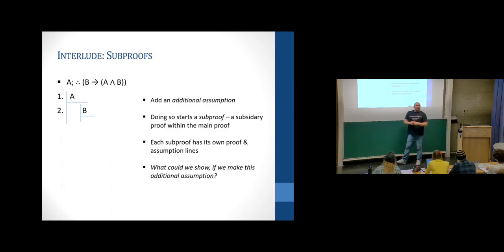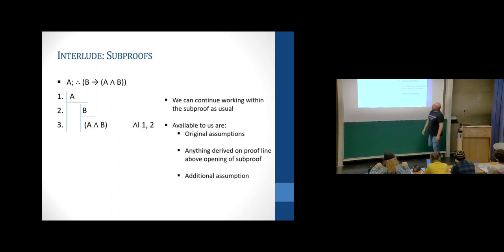So, based on what we've got here, what can we do at line 3? Nice! So what's the rule called? It's called conjunction introduction. Exactly, right? So we can use conjunction introduction at line 3, and what's it going to give us? A conjunction B, right? So here's the cool thing. If you're in the subproof, you can use everything that's on any line to your left. So we can get A conjunction B.